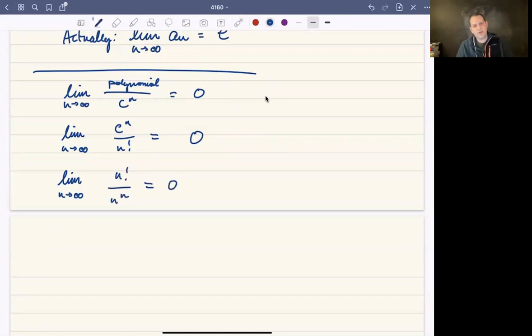So it makes sense, right? If you think about n factorial as n times n minus 1 times n minus 2 all the way down to 1, but n to the n is n times n times n times n every time. So each of these is going to get smaller and smaller. So this is going to tend to 0.